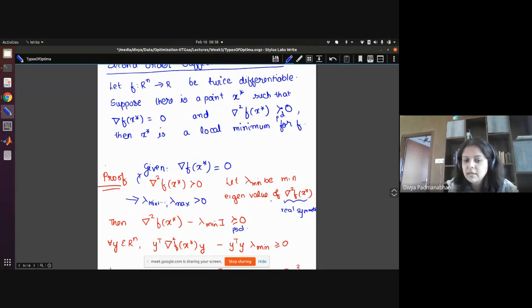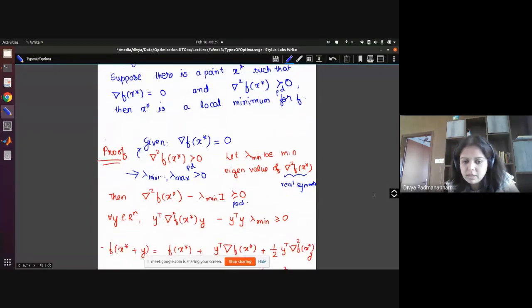It turns out that this is going to be positive semi-definite. So given a positive definite matrix, if you take lambda min, the minimum eigenvalue of this matrix, and subtract lambda min times I from the original positive definite matrix, the resulting matrix is positive semi-definite. You can prove this through eigen decompositions, so I'm not going into the proof here. You can refer to any standard linear algebra book for this. When you say that a matrix is positive semi-definite, what it means, as we saw, is that for every vector y, y transpose times this matrix times y has to be greater than or equal to zero.